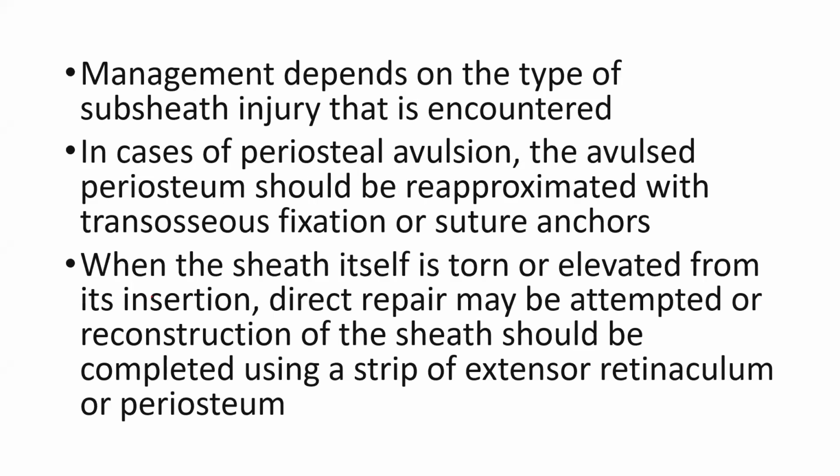Management depends on the type of subsheath injury that is encountered. In cases of periosteal avulsion, the avulsed periosteum should be reapproximated with transosseous fixation or suture anchors. When the sheath itself is torn or elevated from its insertion, direct repair may be attempted, or reconstruction of the sheath should be completed using a strip of extensor retinaculum or periosteum.